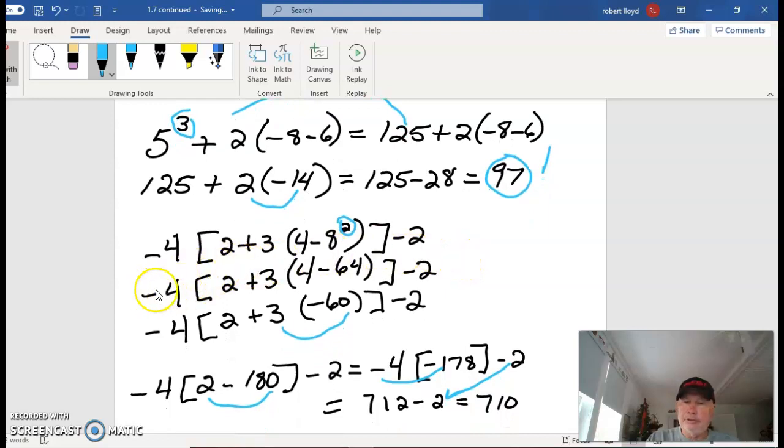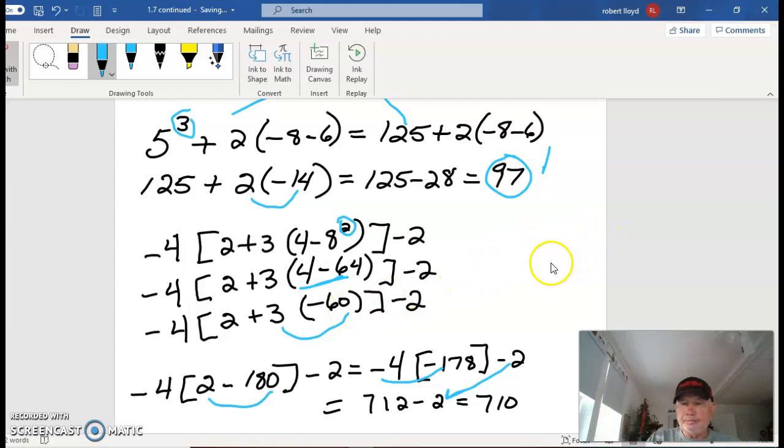Next one, a little more complicated. -4, and we're involving a bracket. So 2 plus 3 times the quantity 4 minus 8 squared. And the last thing is the -2. So we do the exponent first. So that takes us to -4 times the bracket 2 plus 3 times 4 minus 64, and a bracket, -2. The next is to combine these two. So -4 bracket 2 plus 3 times -60.